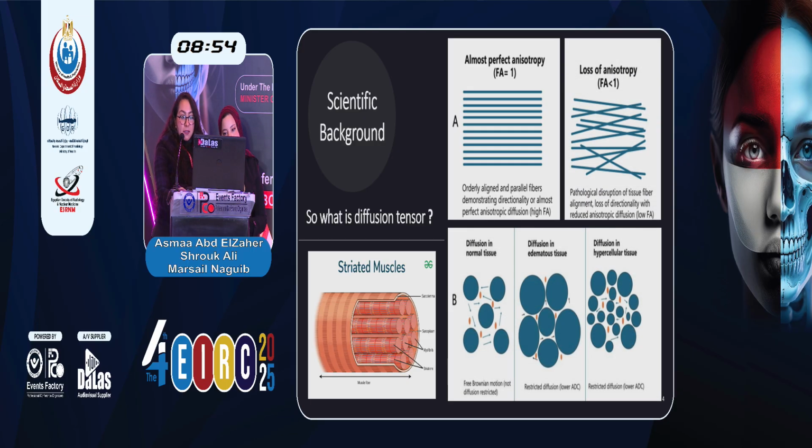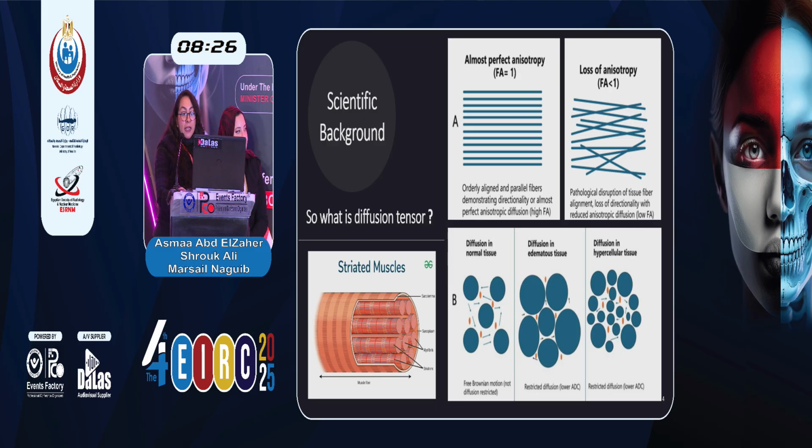As Shrouk said, the water molecules move freely like in gel. What happens if we take these water molecules and put them on well-organized fibers like the striated muscles? The water molecules move freely, but along the organized muscle fibers of the striated muscles. And the quantification of this is called fractional anisotropy.